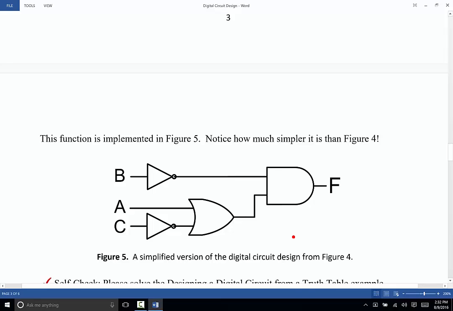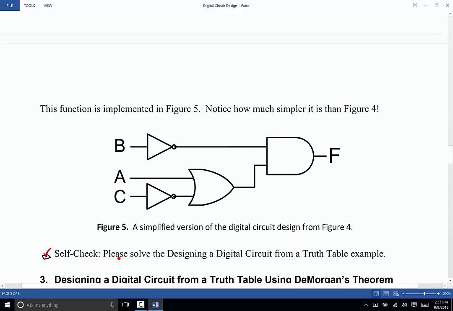And all it took was a little bit of application of Boolean algebra to make our lives a little bit better. I would be proud to show this solution to my boss, and I think that you would be too. So at this point, you're ready to solve the designing a digital circuit from a truth table example. I would encourage you to do that. Then come back and I'm going to show you a shortcut for some cases of designing from a truth table.